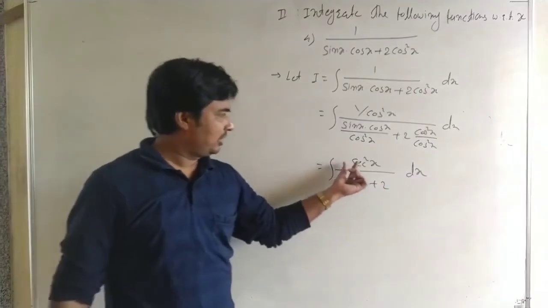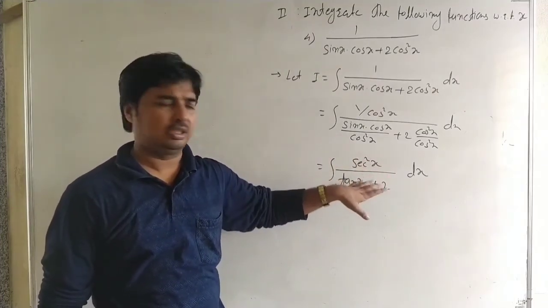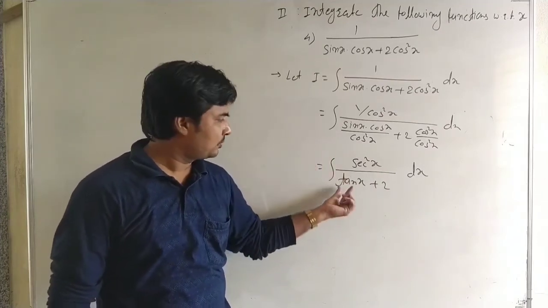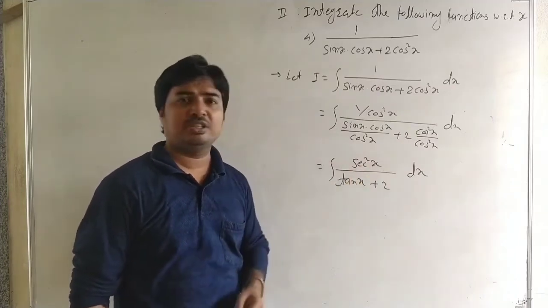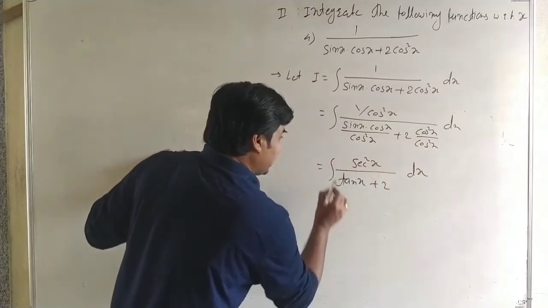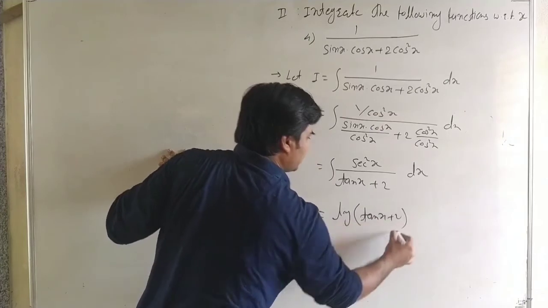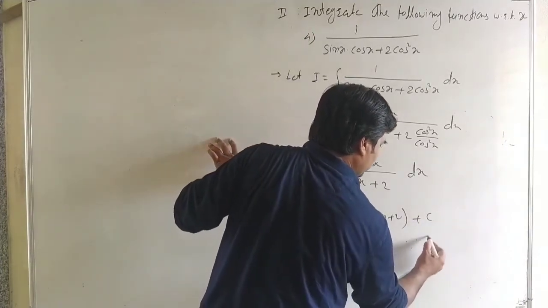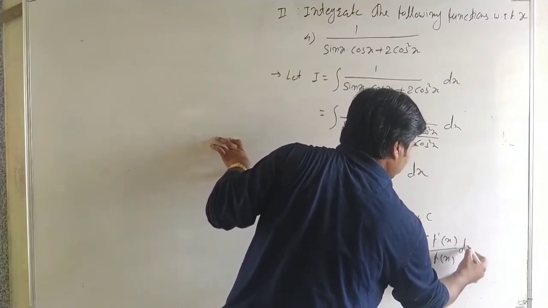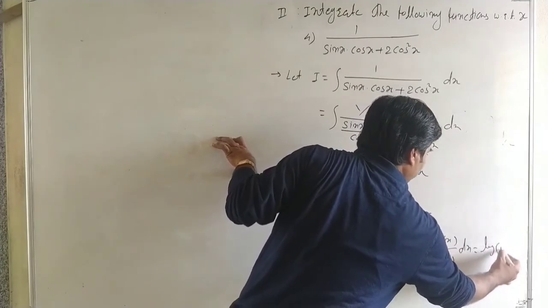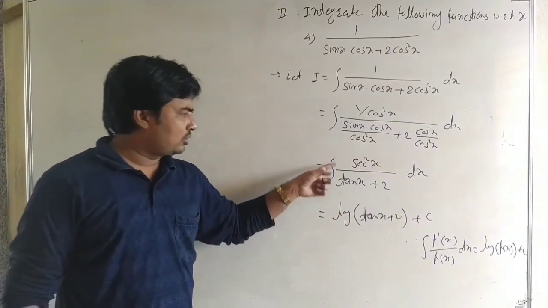Now here sec square x dx is the derivative of tan x. We put tan x plus 2, or only tan x, equal to t. With constant or without constant, put tan x equal to t or tan x plus 2 equal to t, then sec square x dx is equal to dt. Now we can write directly log of tan x plus 2 plus c. Here we use the integral of f dash of x upon f of x dx is equal to log of f of x plus c.